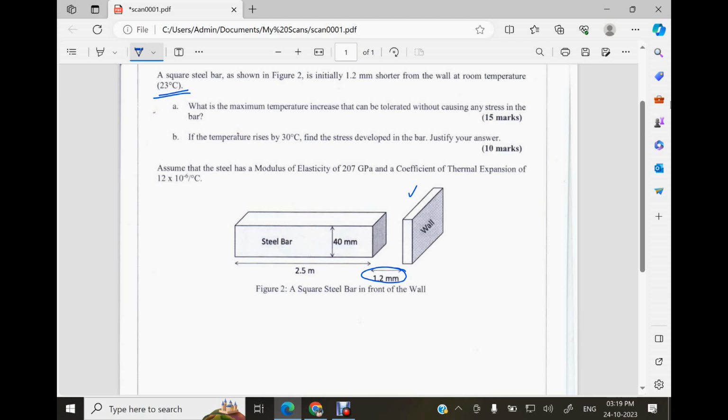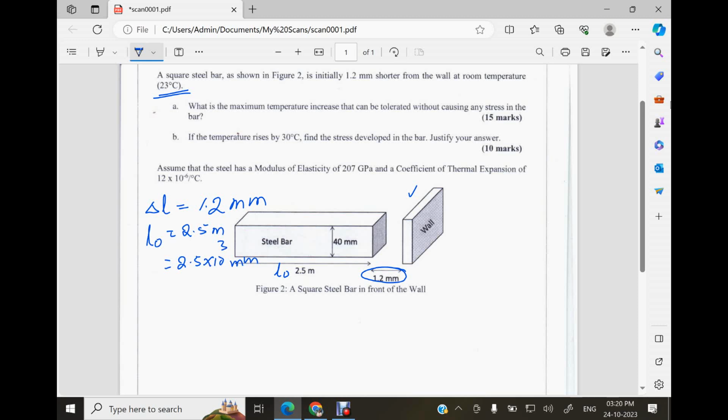So now what can I write? First let me write down delta L. Delta L is equal to 1.2 millimeter. Then what else is there? He has given me the length, L naught. This L naught is 2.5 meters. Convert it into millimeters. L naught is equal to 2.5 meters, that is nothing but 2.5 into 10 cube millimeter.